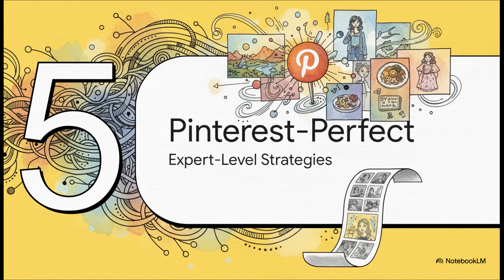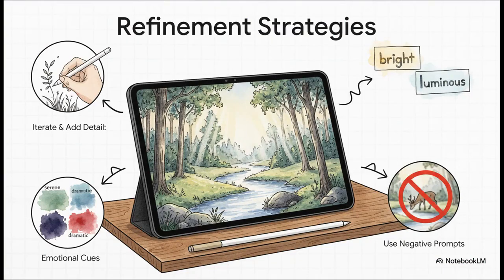So, you've generated a great image. Awesome, but we're not quite done yet. The final step is to refine that image and optimize it so it's specifically set up for success on Pinterest. We're talking about turning a good image into a pin that literally stops the scroll. So let's run through a few pro-level strategies.